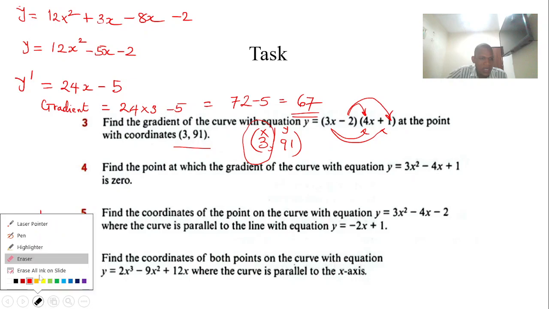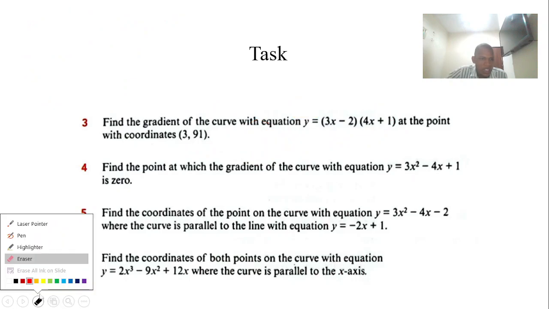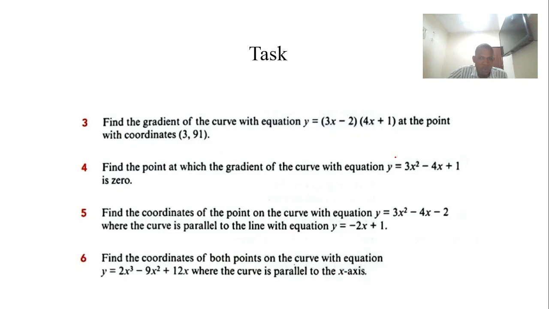Okay, so let's solve this one together. Number 5. You are going to solve questions 4 and 6 as tasks. Let's solve 5 together. Now 5 says find the coordinates of the point on the curve with equation 3x squared minus 4x minus 2, where the curve is parallel to the line with equation negative 2x plus 1.